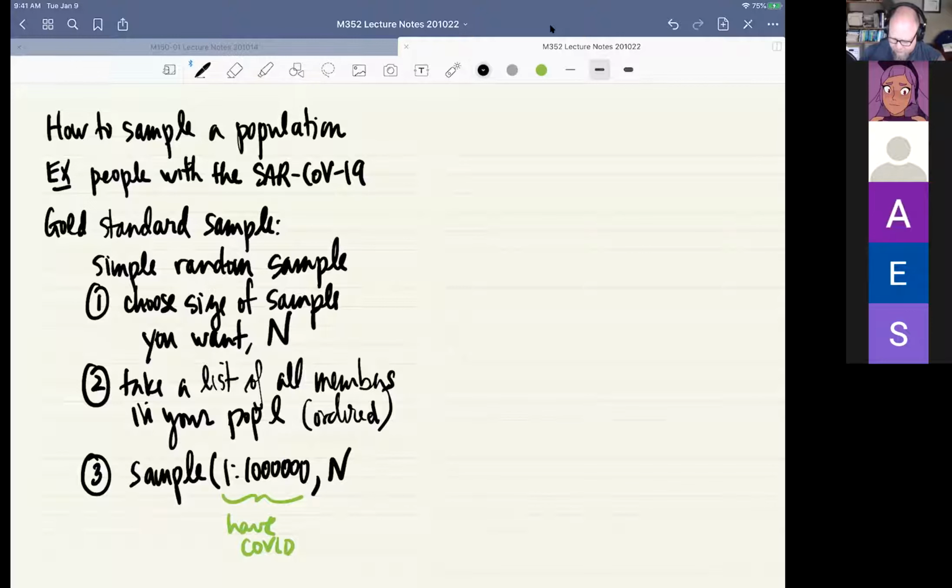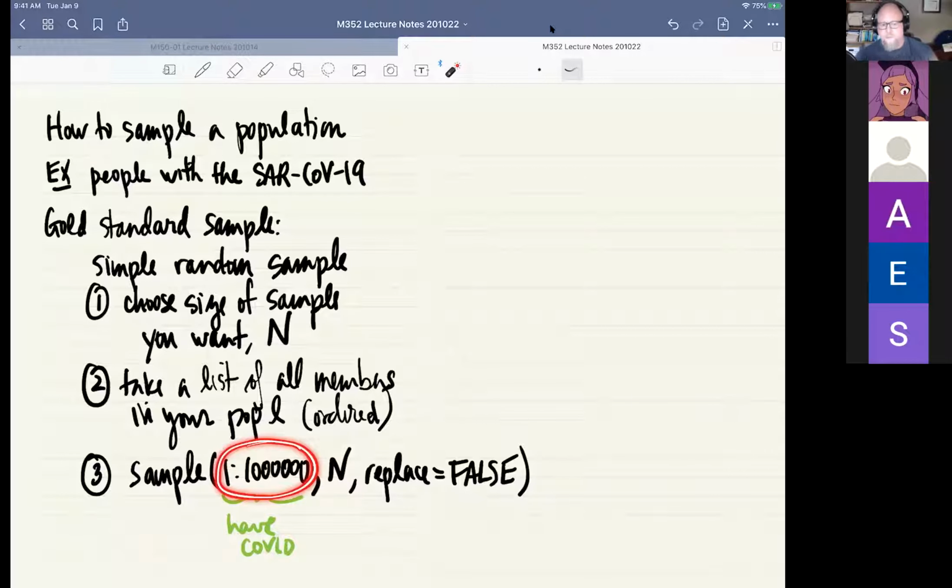You can say, I'll take the numbers of all the people that have the virus, and I'll choose N. And I don't want R to replace anybody. Once I pull somebody off the list, I want to keep them off the list, so that way I know I'm getting N different people off the list. Then this command will give you a list of length N of different people that you've numbered. And then you can go back to the list and look at the people who have those numbers. And there you go. You've got a simple random sample.